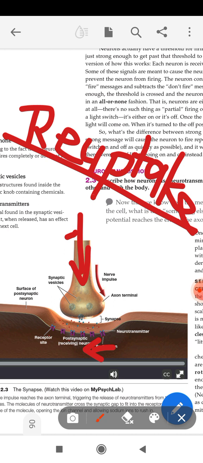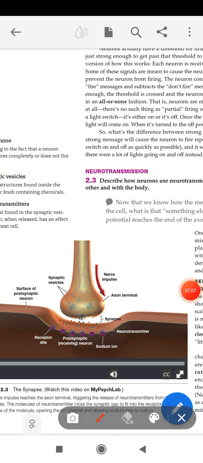But some of them are not reuptaken, and they are broken down by specialized enzymes. Hence, the process is complete. This reuptake will start immediately when the neurotransmitters are fitted into the receptor site. As soon as the action potential has been transferred to the next cell, the reuptake process will start.